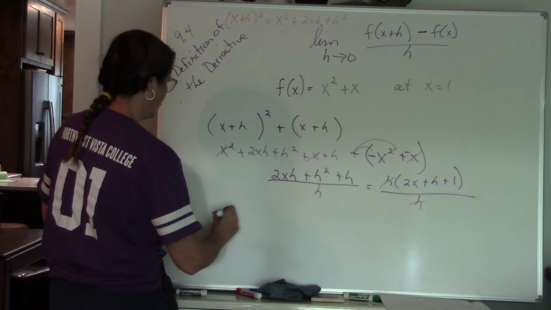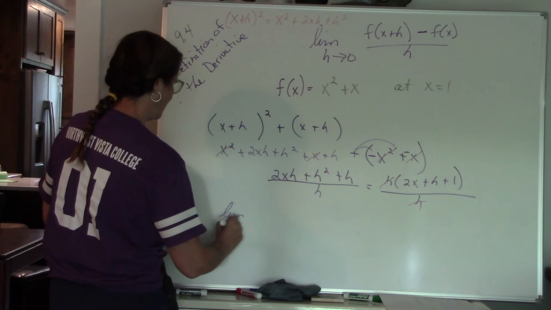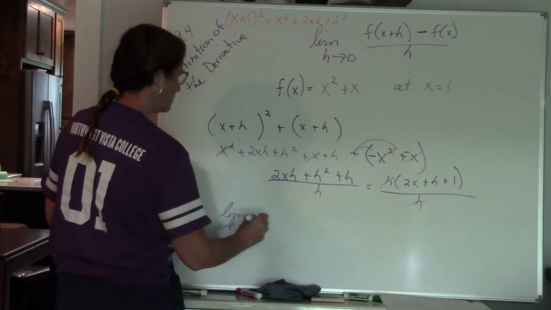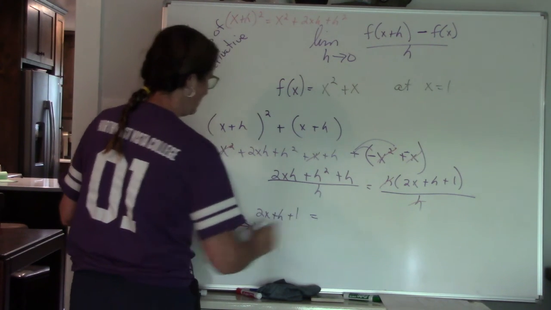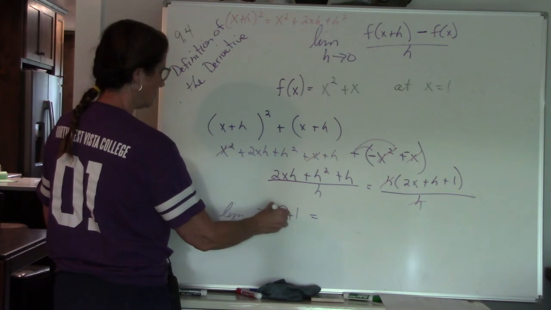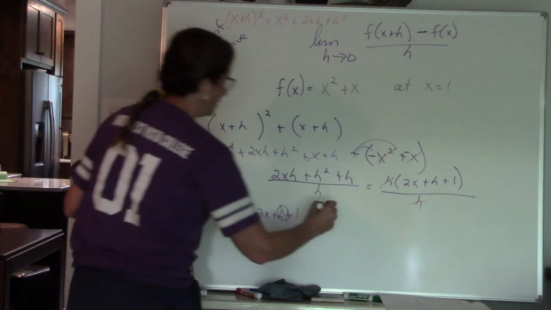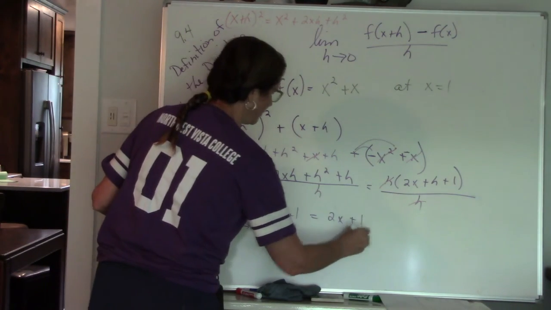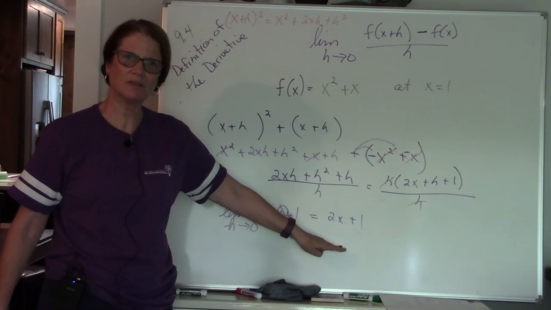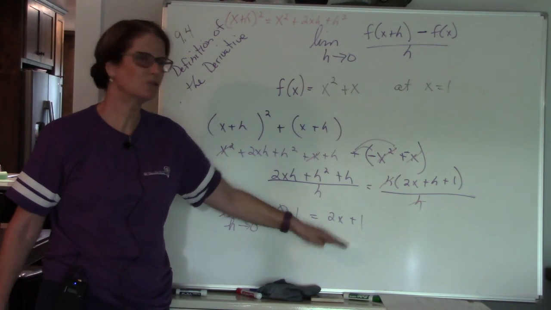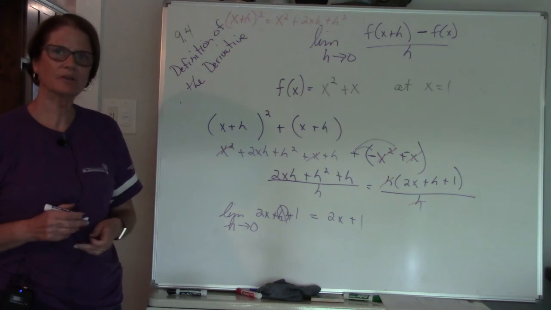So now I'm going to apply the limit. The limit as h approaches 0 of 2x plus h plus 1. The h goes to 0, which means that cancels. So I end up with 2x plus 1. This is the definition of the derivative. This is the slope or the rate of change anywhere on that function.